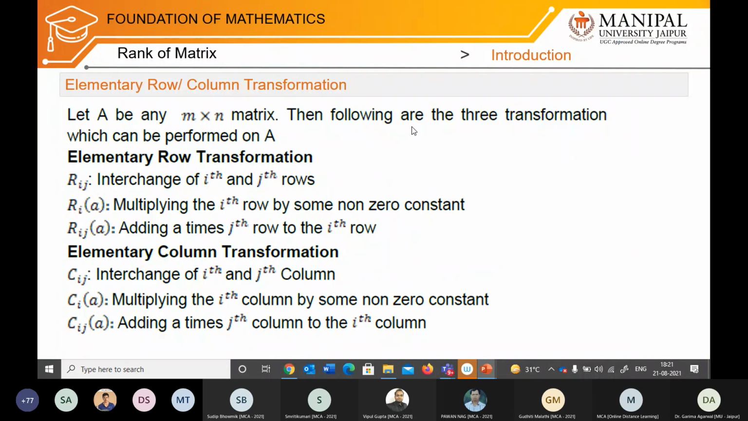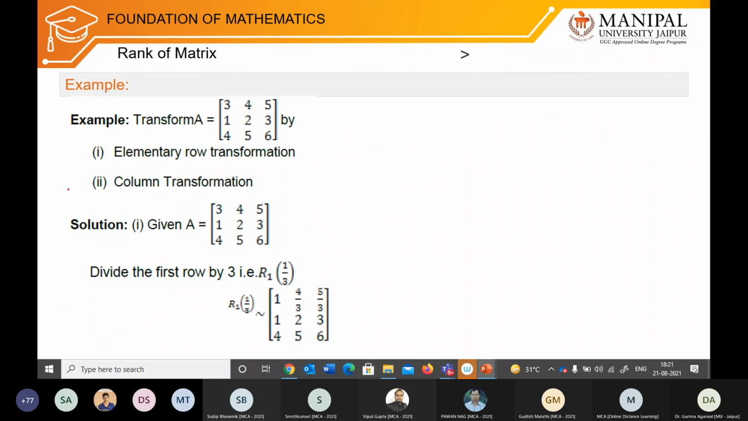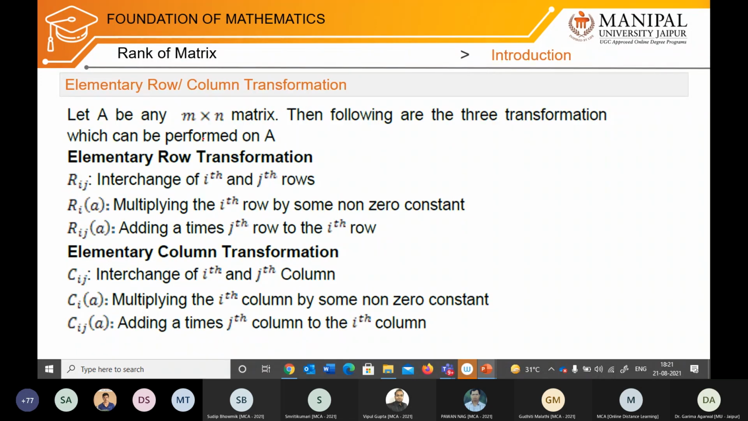Then we have a few elementary row and column transformations that I have already explained, but let me explain here again. Elementary row transformations are the transformations which we apply on rows only, right? Then it is known as row transformation. What kind of transformations are allowed? Interchanging of rows. Like we can write the second row at first position and first row at second position. That is known as interchange of rows, right? Then multiply any row with some non-zero constant.